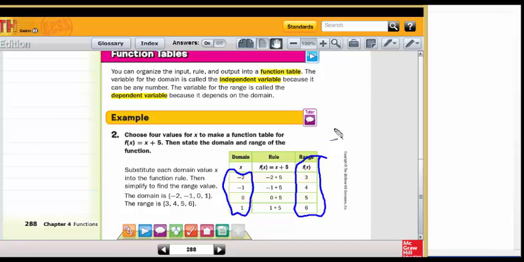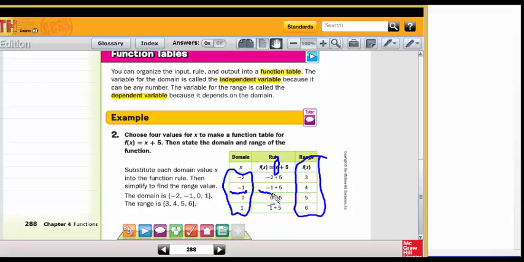So in this case, we're going to use negative 2. So we substituted for x in the first one. So we have negative 2 plus 5, and of course that is positive 3. Then the next thing we do is put negative 1 in as an input.